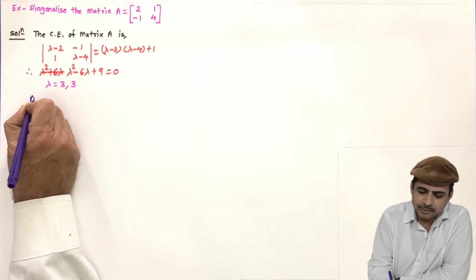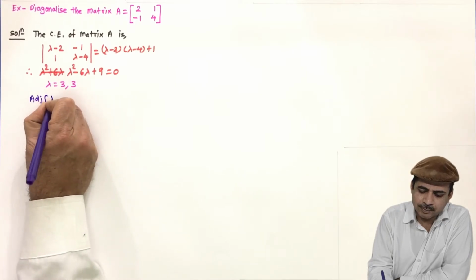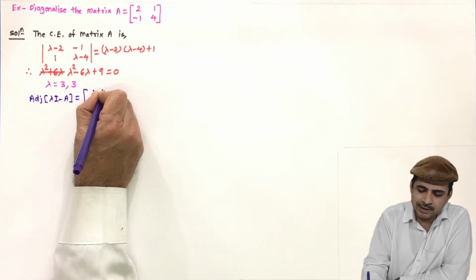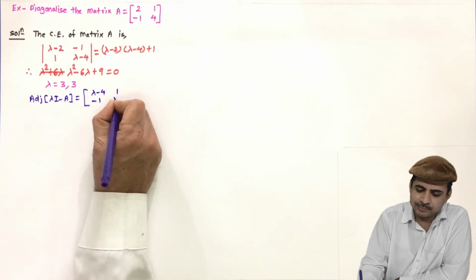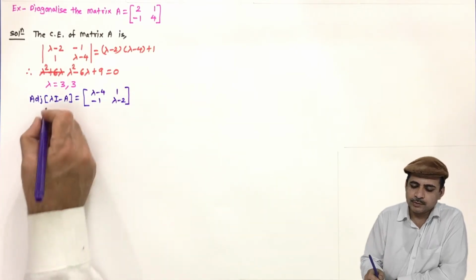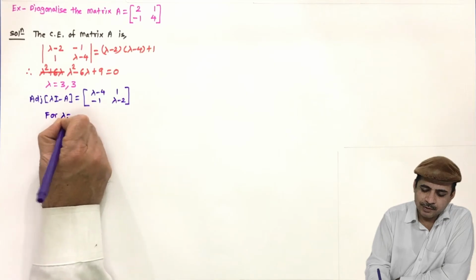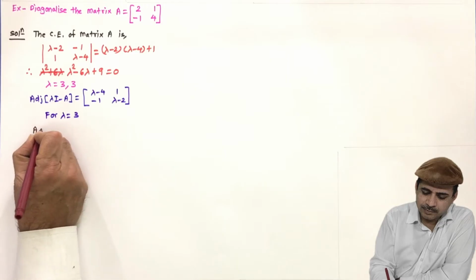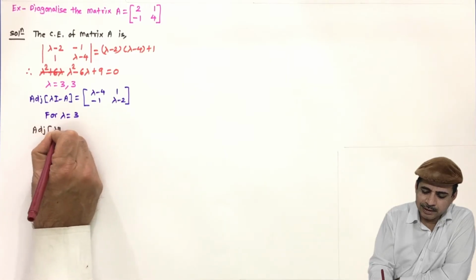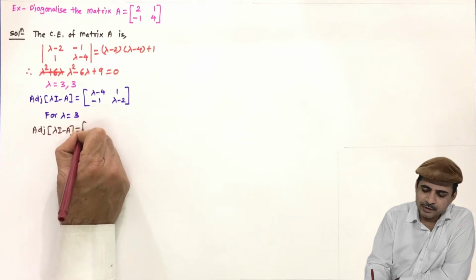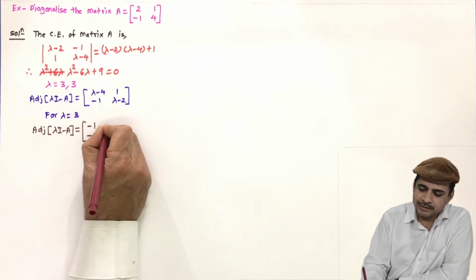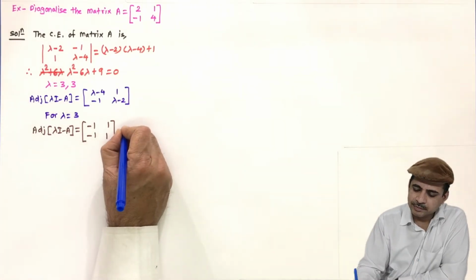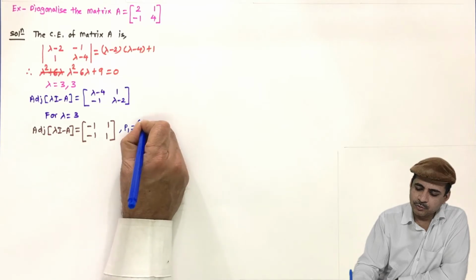So adjoint of lambda I minus A is equal to lambda minus 4, 1, minus 1, lambda minus 2. So for lambda equal to 3, adjoint of lambda I minus A is equal to minus 1, minus 1, 1, 1, and which gives me P1 is equal to 1 1.